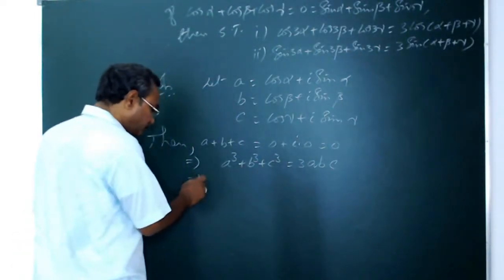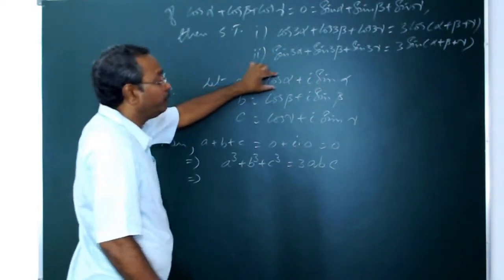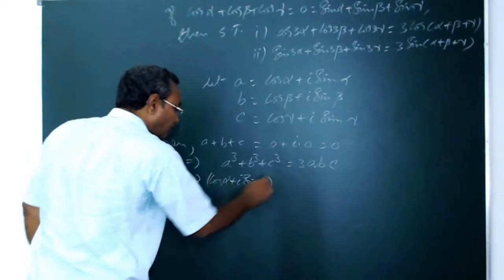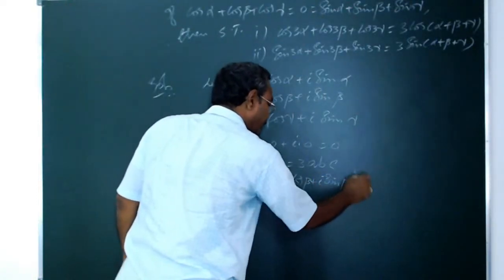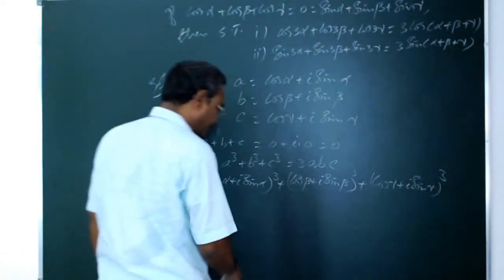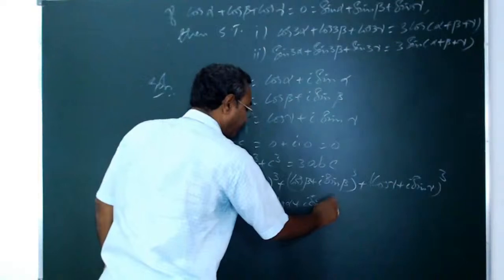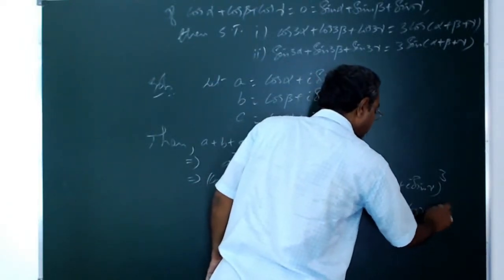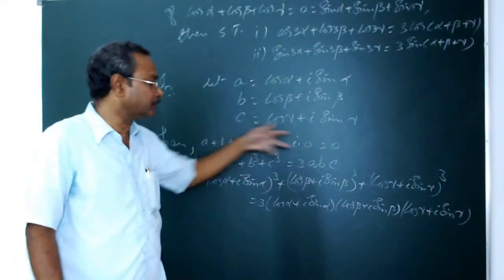Okay, so A cube plus B cube plus C cube is 3ABC. What is A cube? Our A is cos alpha plus I sin alpha. So A cube is cos alpha plus I sin alpha whole cube, plus B cube, which is cos beta plus I sin beta whole cube, plus C cube, which is cos gamma plus I sin gamma whole cube, is equal to 3 times ABC. Our A is cos alpha plus I sin alpha. B is cos beta plus I sin beta. And C is cos gamma plus I sin gamma. This is what we got because of this.